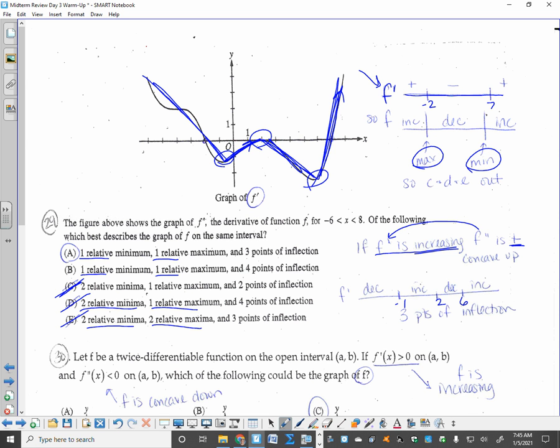This is a really great problem because it really makes sure that you understand the connection. You had to go from f prime to f, so kind of backwards, but then you also had to go from f prime to f double prime, and that's more of a forward direction. So just making sure that you understand those relationships is super important.